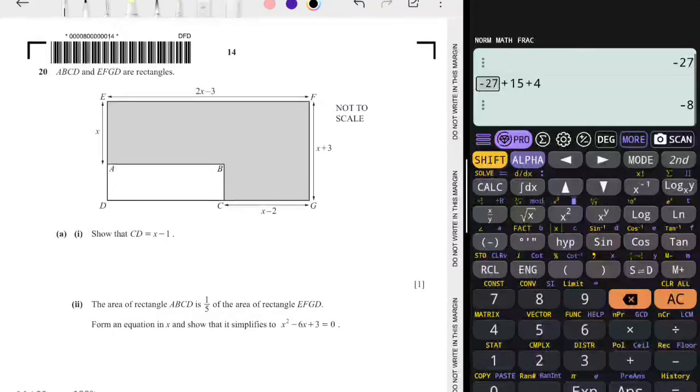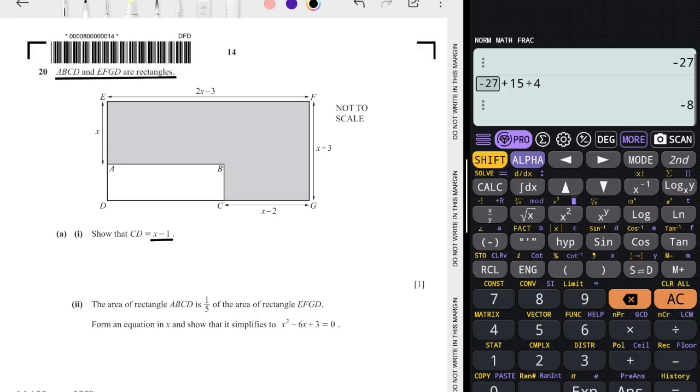Question number 20. A, B, C, D and E, F, G, H are rectangles. Their lengths and widths are given. Show that CD is equal to x minus 1. This is a very important question. For this purpose, first of all, we have to understand the property of a rectangle.